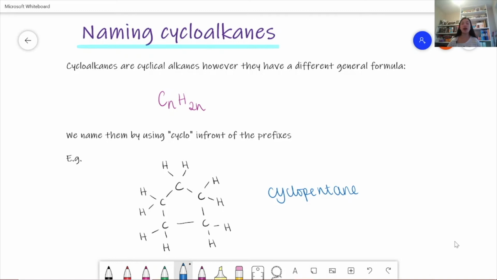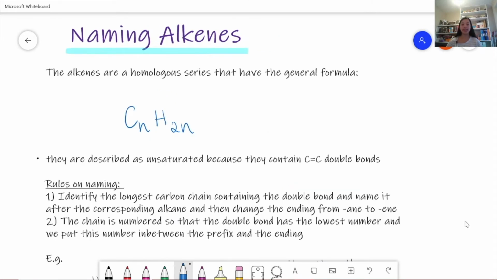And you also see why the general formula is CnH2n, because we have 5 carbons and each of them can bond with 2 hydrogens each. And so the number of hydrogens will always be double the number of carbons. Now we're going to look at naming alkenes. So alkenes are another homologous series, and they have the general formula CnH2n. So they're the same as cycloalkanes.